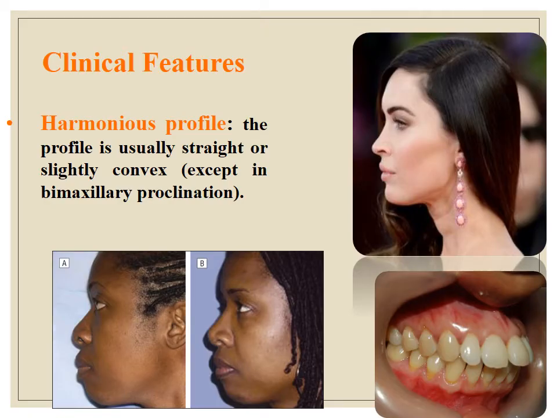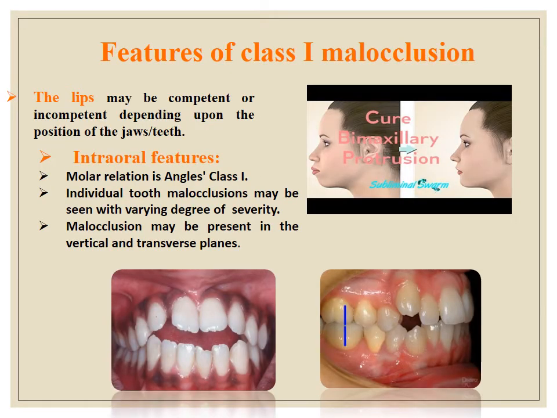Now for the clinical features. Extraorally, usually we have a harmonious profile because the jaw relationship is class 1. So the profile will be straight or slightly convex, except in cases of bimaxillary proclination. When we have proclination of both the maxilla and the mandible, the profile may be convex. Also, the lips may be competent or incompetent depending on the position of the jaws and teeth. As we have said before, if we have bimaxillary protrusion or proclination, we may have lip incompetency, but in general, we should have competent upper and lower lips.